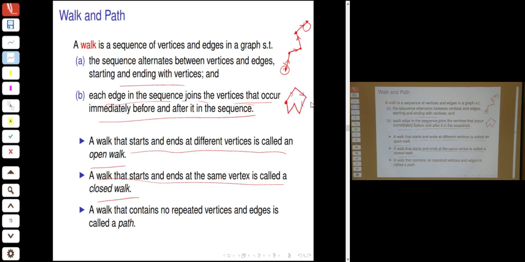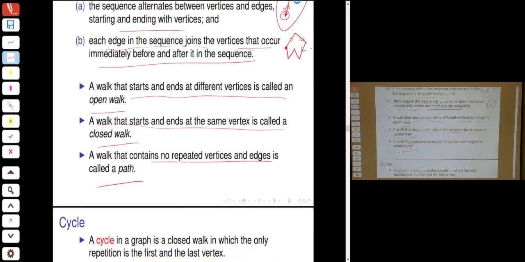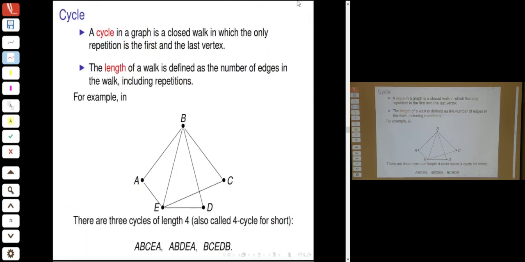Okay. A walk that contains no repeated vertices and edges is called a path. So for example, this one is a path. What is a cycle? A cycle in a graph is a closed walk in which the only repetition is the first and the last vertex. So a cycle is intuitively exactly what you think it is. It is exactly a structure like this. Okay. So it's exactly a cycle with vertices connected by edges.